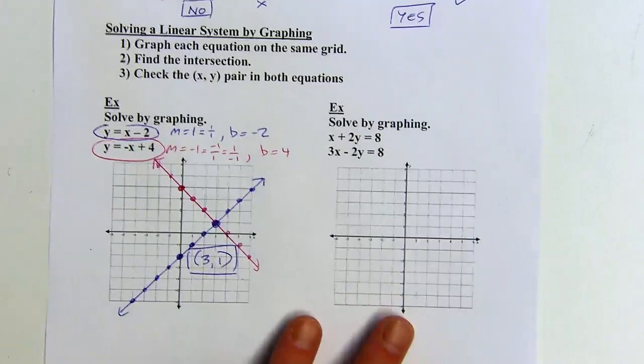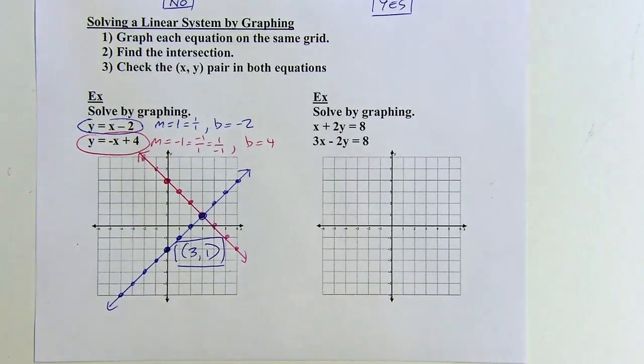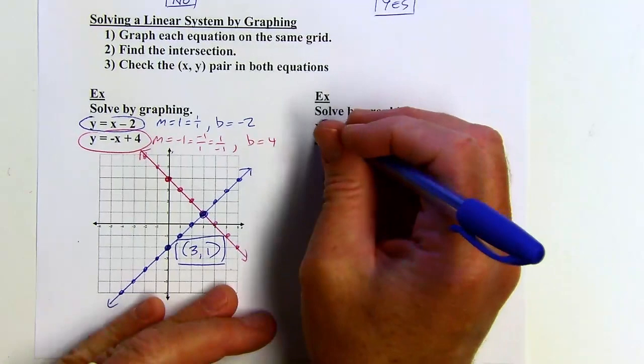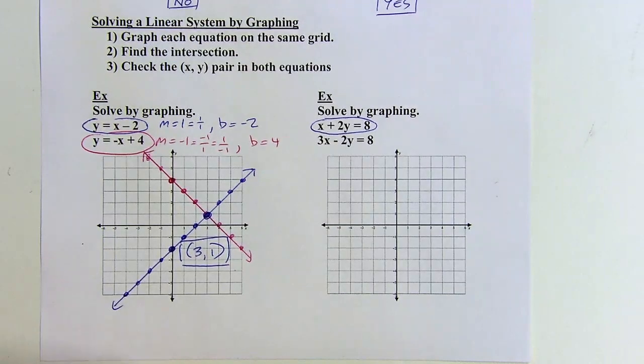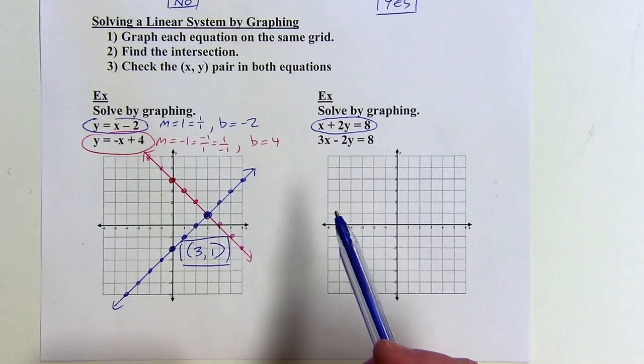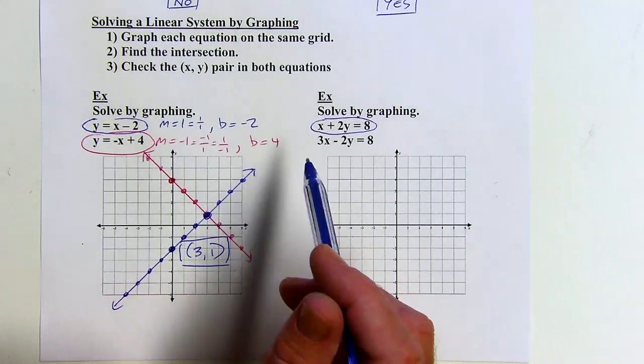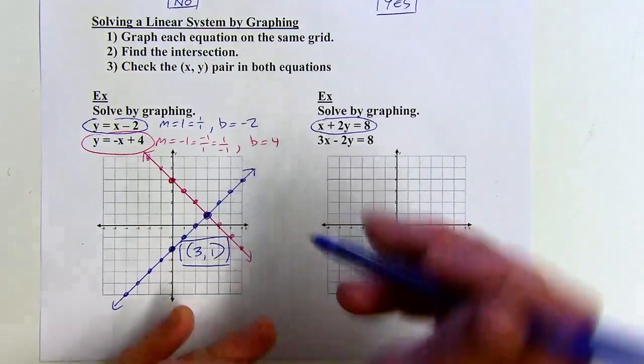All right, so let's try another one. This second one's a little bit harder because these equations aren't in y equals mx plus b form. So there's a couple of ways you can do this. You could find the x and y intercepts and graph that way. But what I'm going to do is put these in y equals mx plus b form.